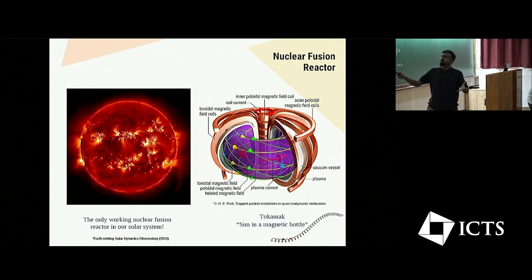Now, what's the problem? Why haven't we been able to achieve it? Just like in the case of the sun, where solar winds and solar flares give rise to instabilities, we have similar instabilities in these machines as well. How do we study them?